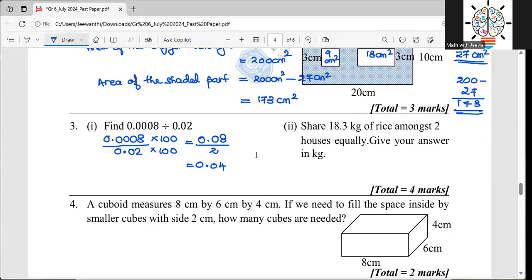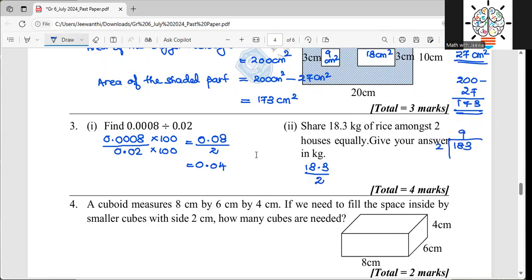Share 18.3 kilograms of rice amongst 2 houses equally. What does this mean? 18.3 kilograms, if you want to divide amongst two houses, that means you want to divide this by 2, no? I told you when you have something like this, earlier we did 183, we divide by 2, right?